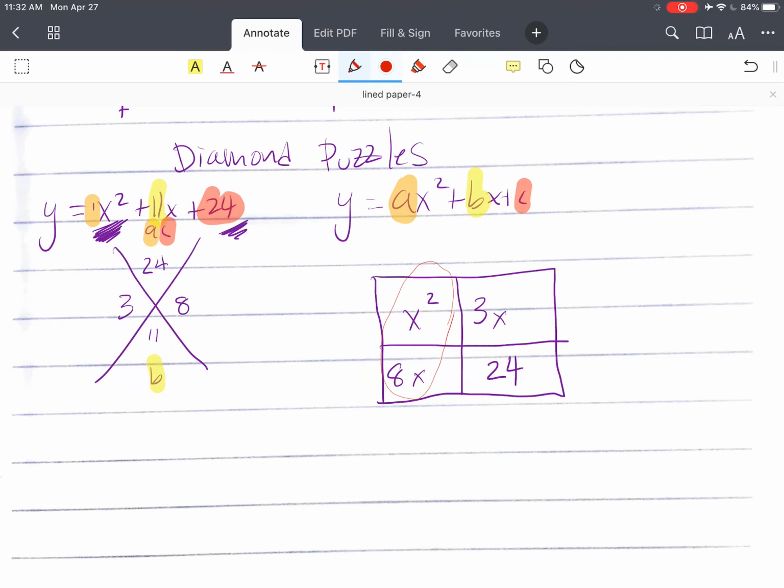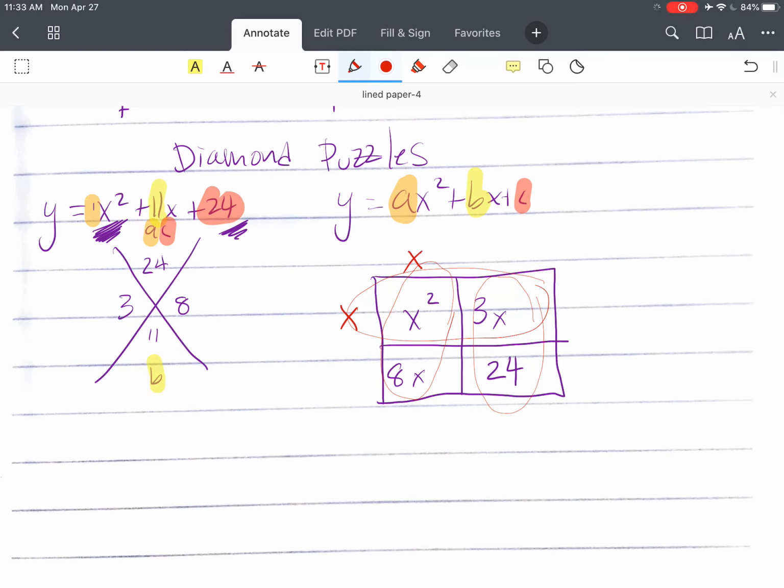Now, the first term is x squared. That's x times x. And the 8x is just 8 times x. So what do they both have in common? They both have an x in common. And you're going to put the x up there, okay? Actually, no, my bad. You have to do the x's first, right? So what does an x squared and a 3x have in common? An x.